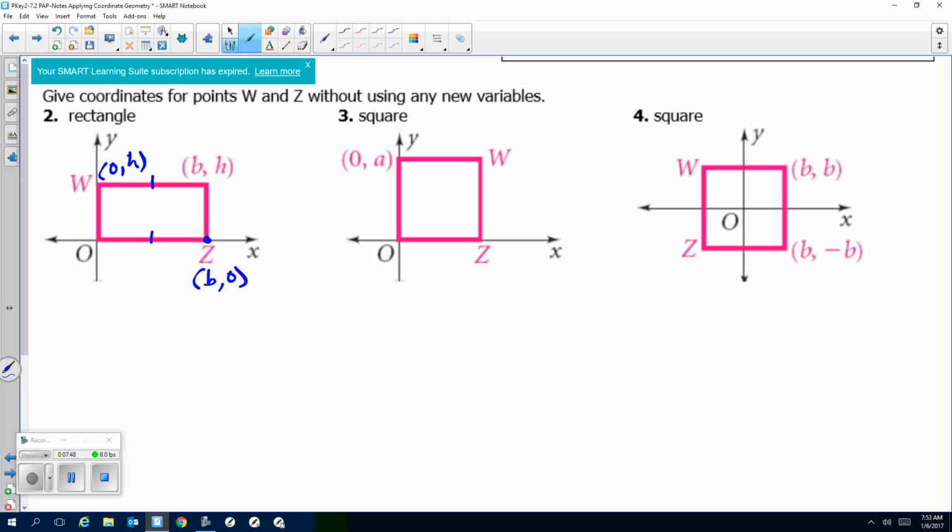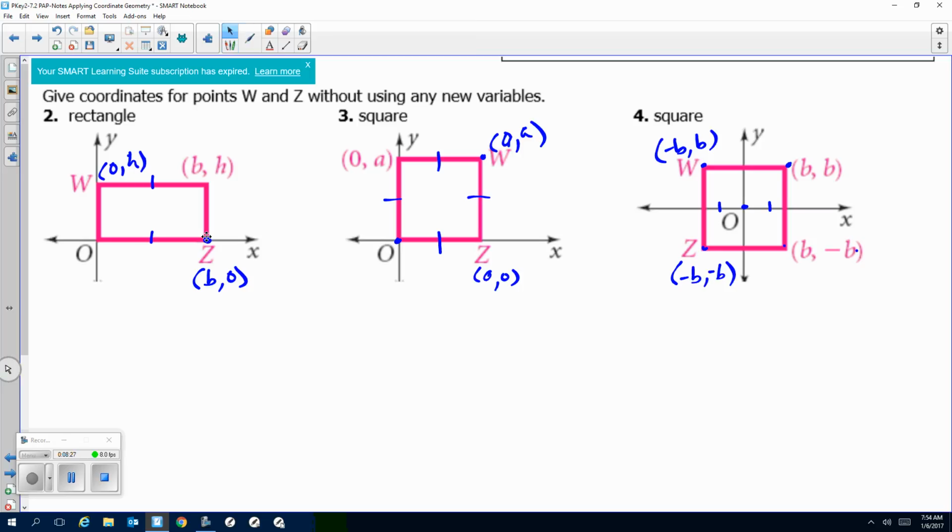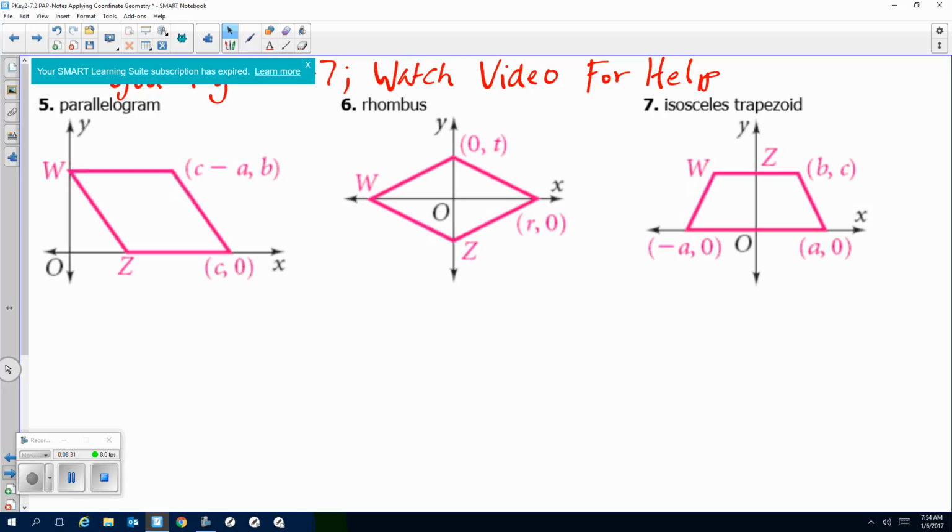All right. This is a square, so we know we have equal distance all around. We know the origin is here, 0, 0. So this would have to be A, 0, and this would have to be A, comma A. Again, we have a square, but now it's at the origin. So the equal distance is reflective. That's what our example 1 was. So if I know this is B, negative B, B, this would be negative B, positive B for W, and Z would be negative B, negative B. All right, so what I want you to do, if you need it, watch this video for help. If not, move on. We're definitely going to check over those.